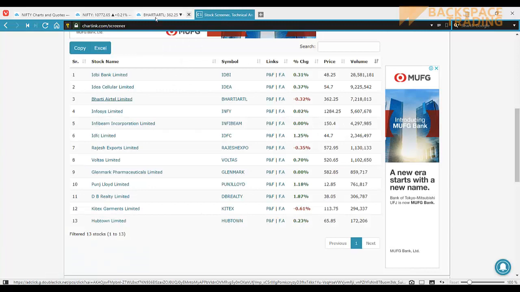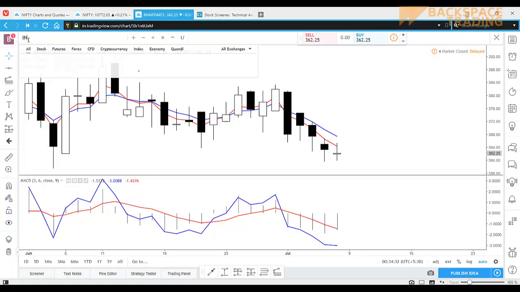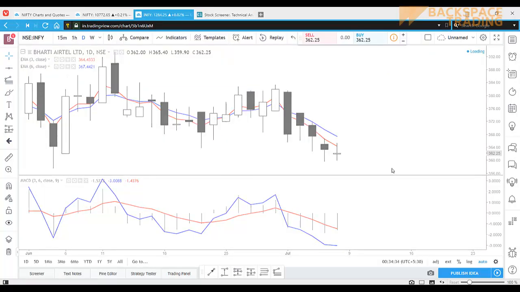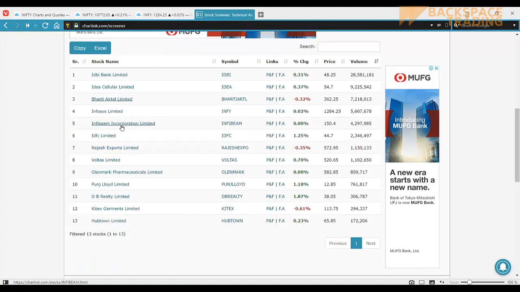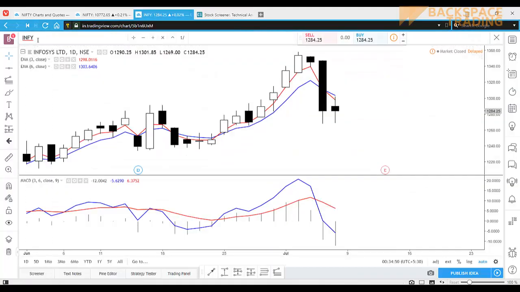Moving to Infosys, let's check Infy. It is an inside bar, good. It is making lower low, good. It's making no contraction. Next, Infibeam, I'm making it a little bit speedier. Okay, Infibeam.